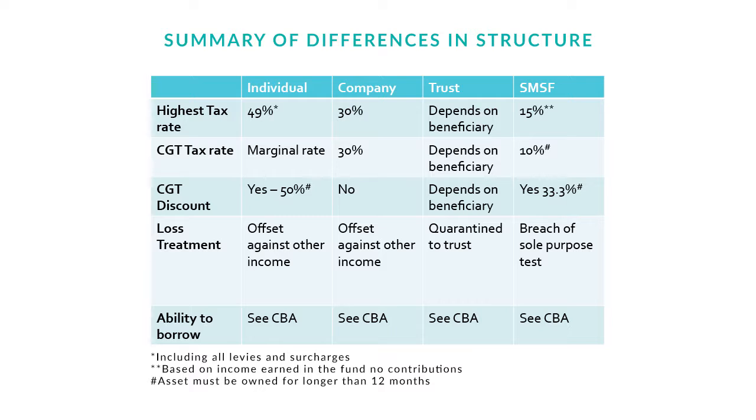This table summarises the differences between tax structures. The top line is the highest tax rate payable by each of the tax structures. An individual will have a maximum tax rate, including all surcharges, of 49%. A company will have a maximum tax rate of 30%. A trust will depend on where the beneficiary is being taxed. A super fund will have a maximum tax rate of 15%.